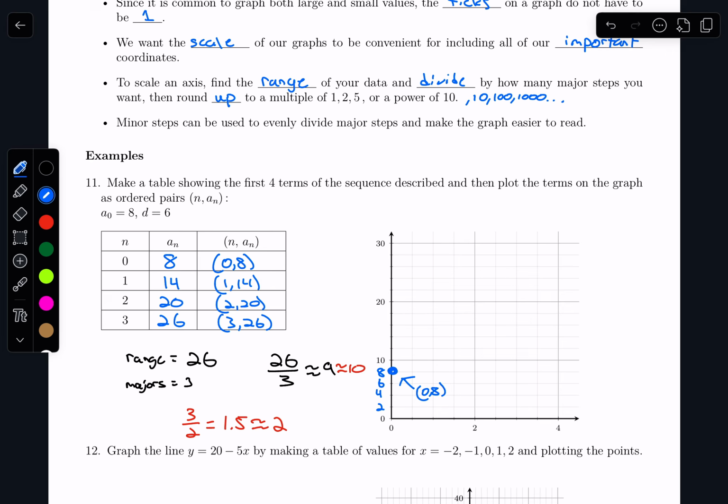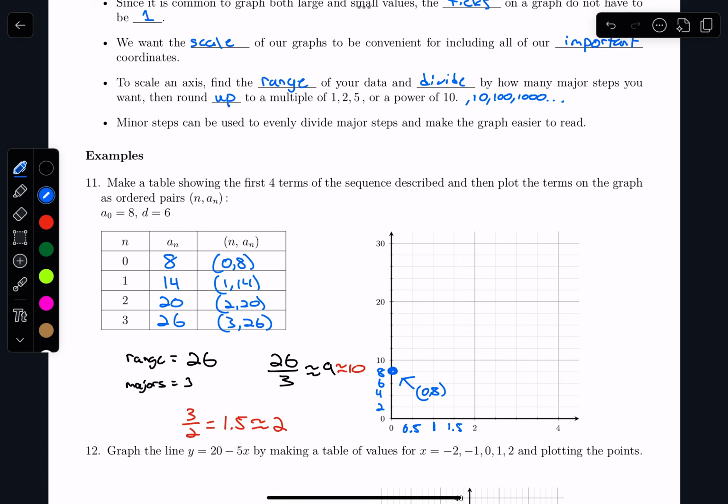Then my next point is 1, 14. Well, where is 1 on the x-axis? We go from 0 to 2 to 4. So 1 needs to be halfway between 0 and 2. That means 1 is right here in the middle of 0 and 2. And so in between it, this box right here would be 0.5, and the box on the other side would be 1.5. So each box is only worth 0.5.